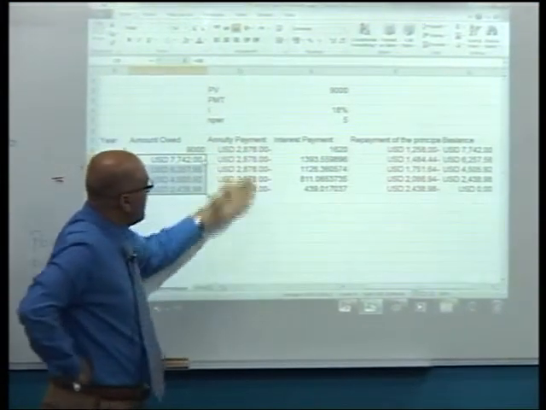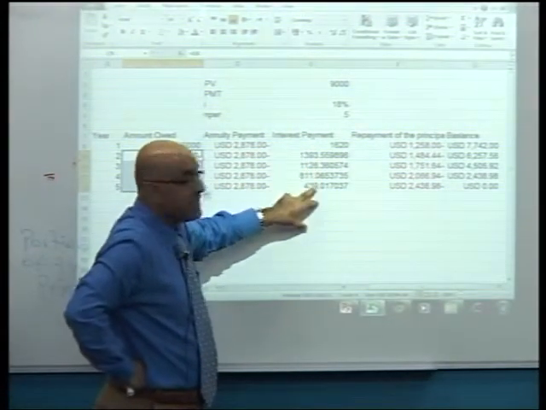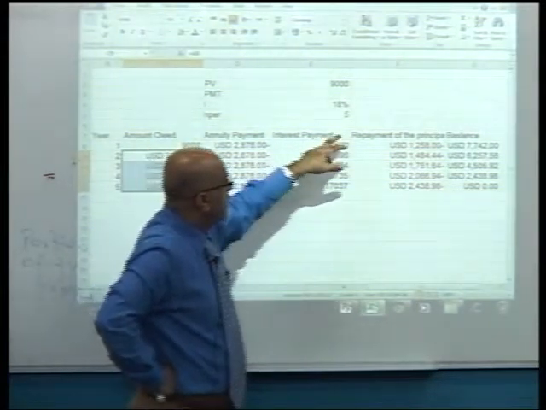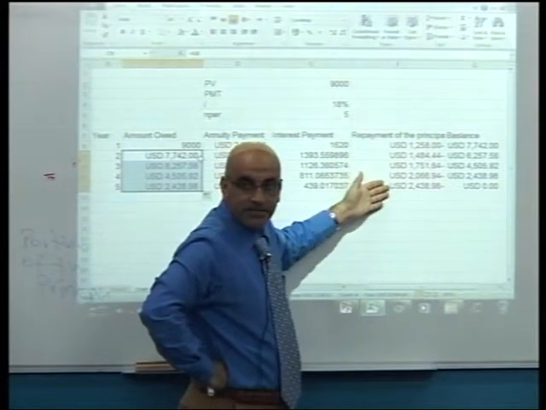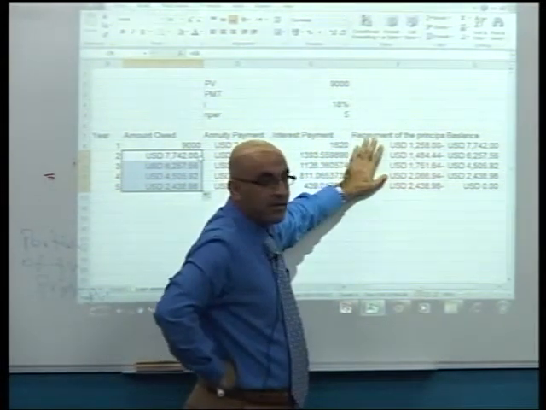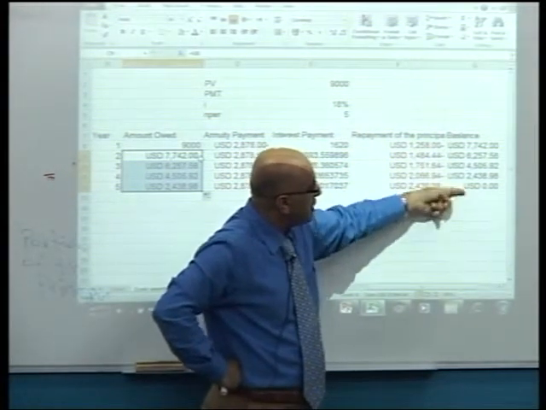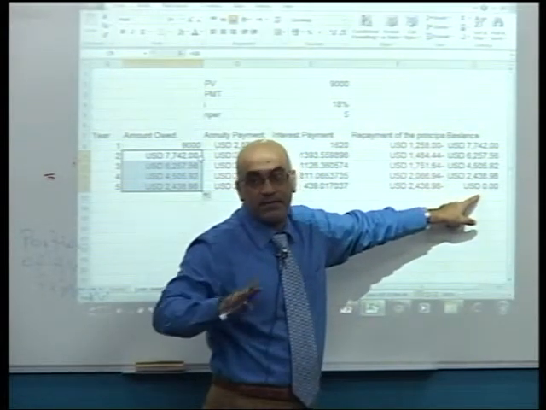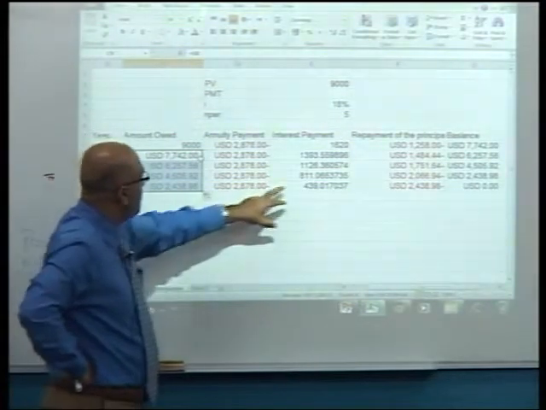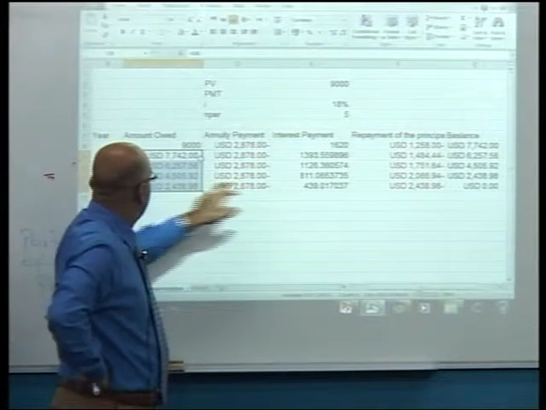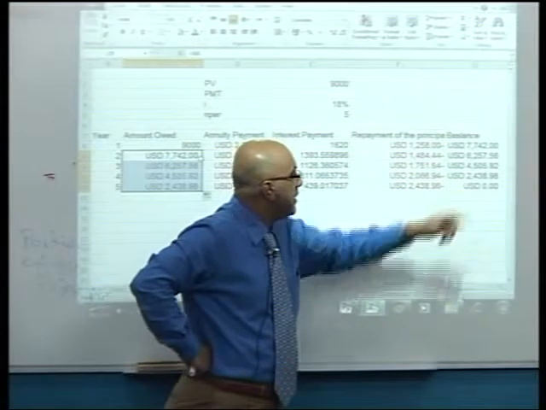The annuity payment is fixed, so no change. The interest payment decreases. Okay? The repayment of the principal increased. So there is an opposite relationship between the interest payment and the repayment. And the balance is decreased till you pay off all of the payments. So the last payment is 2,438. If you sum this with this, it's equal to this. Okay? And you observe this is the total 0.